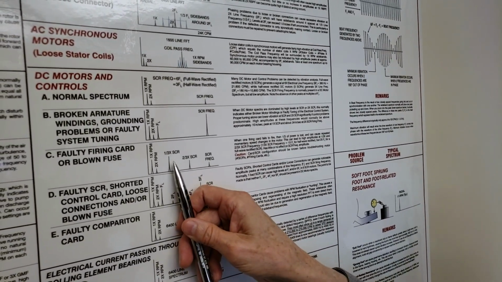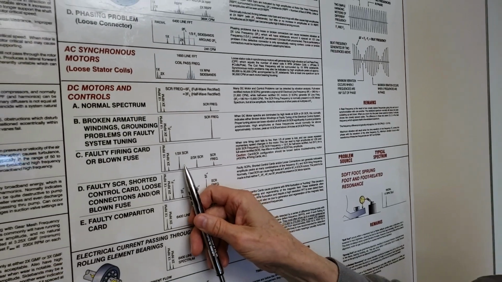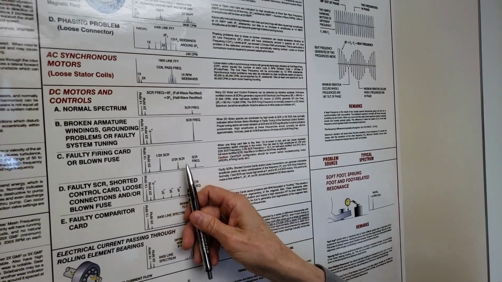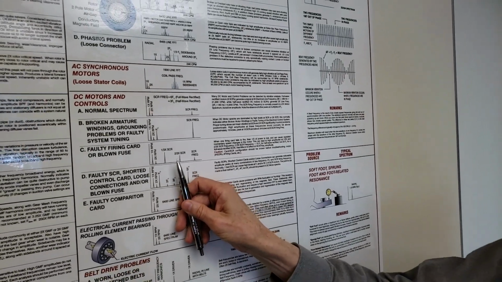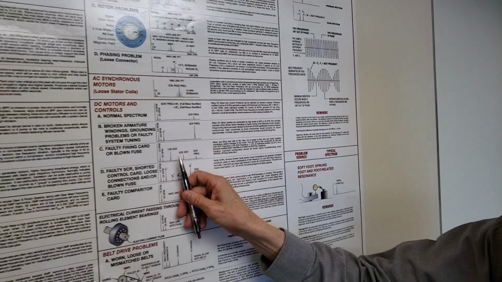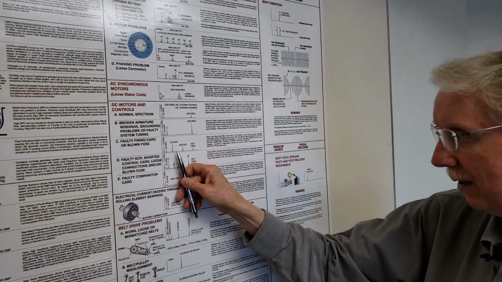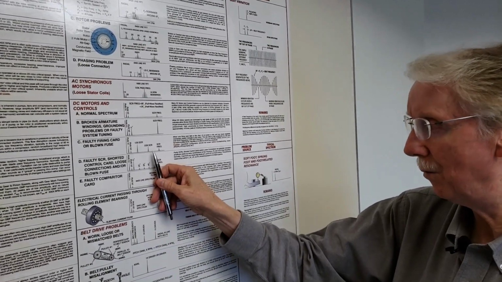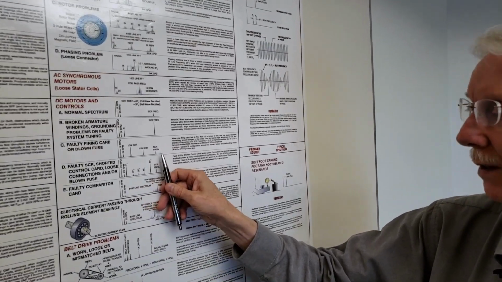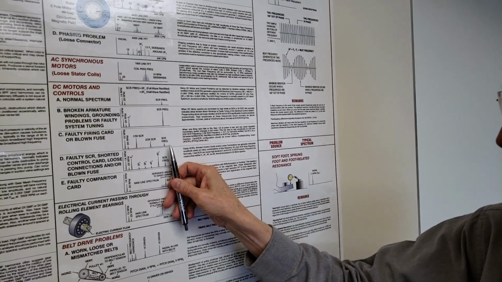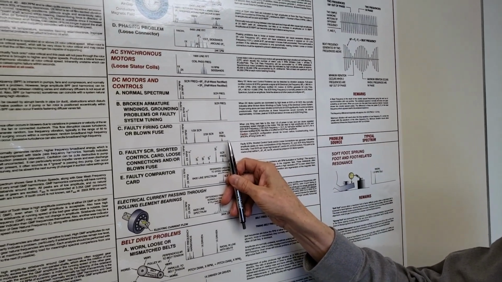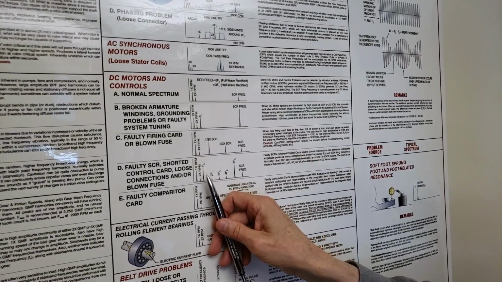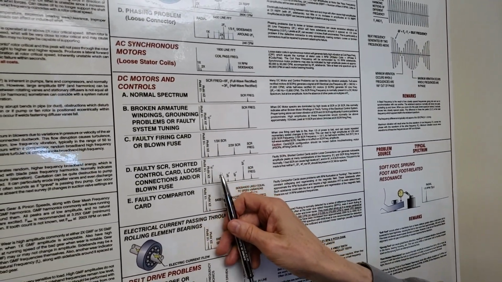What's involved here is that these 2 peaks are not supposed to be there. That's 1/3 times the SCR and 2/3 times the SCR frequency. So for a full wave rectified DC motor, that would be twice line frequency and 4 times line frequency, remembering that for a full wave rectified DC motor, SCR frequency would be 6 times line frequency. Then you move on to problems with the faulty SCRs and shorted control cards.